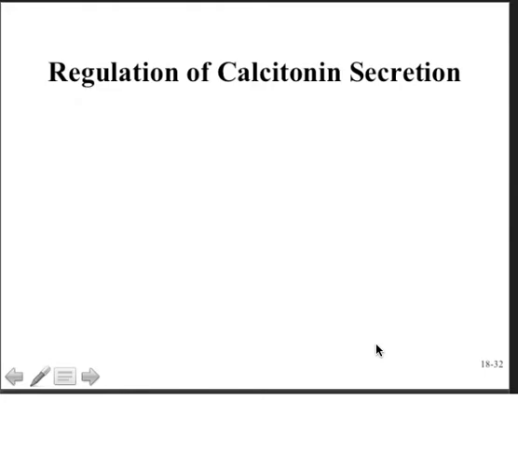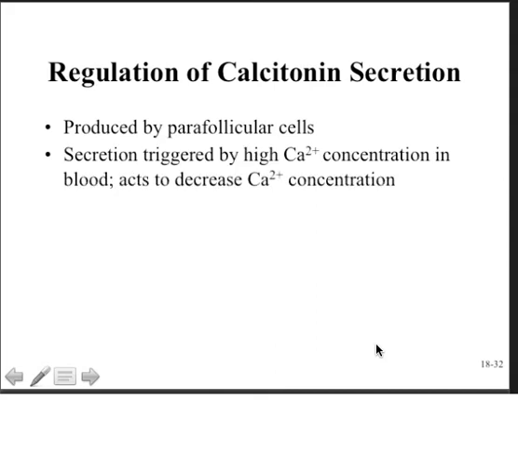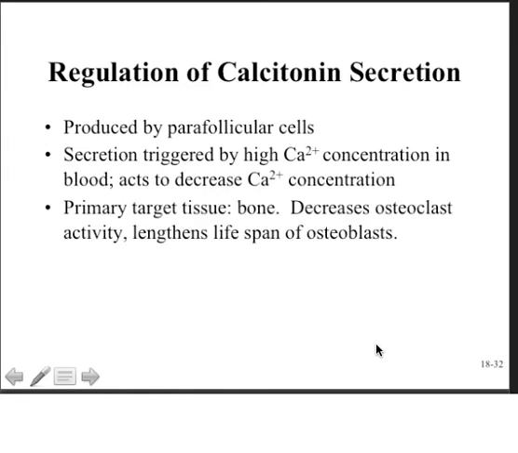Next hormone we want to talk about is calcitonin, and calcitonin has as its main effect upon secretion by the thyroid gland the reduction in blood calcium levels. It's made by the parafollicular cells, which are between the follicular cells, basically wedged between the follicles. Secretion is triggered by high calcium concentration in plasma, and it acts to reduce that concentration, and its primary target tissue is bone. And what it does is it decreases osteoclast activity, and it lengthens the lifespan of osteoblasts. Remember that the osteoblasts are the bone builders, the osteoclasts are the bone dissolvers.